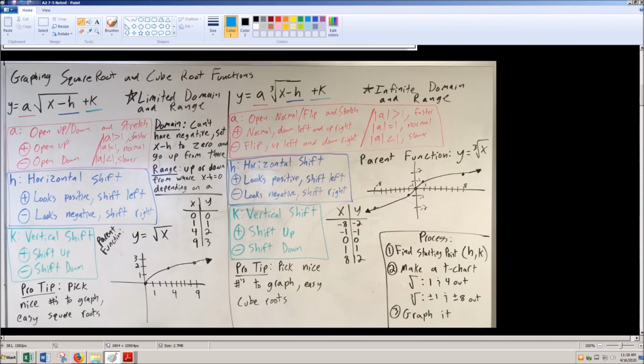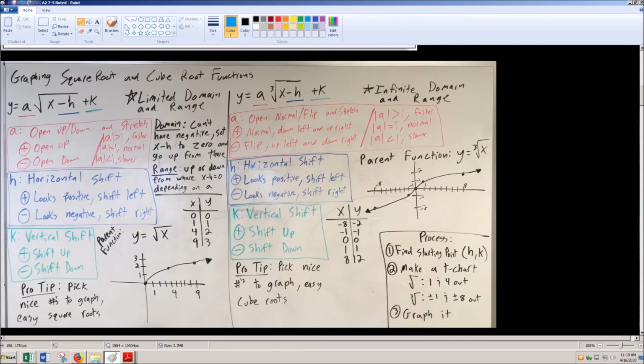By faster I mean it's going to go up a little bit faster. It probably won't be visually noticeable, but it technically is happening. If the a value is just 1, it's just normal. And if the a value is less than 1, and again, this is absolute, so if I was looking at like 1/2 or negative 1/2, then this thing would be happening slightly slower. So a little bit more gradual in terms of it getting there.